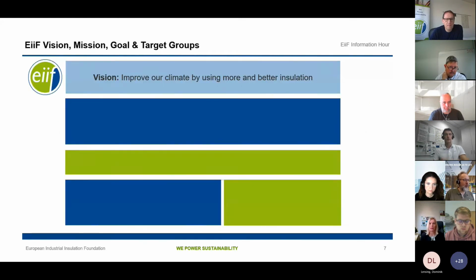Now we are arriving at our vision, mission, goal, and target groups, and I will now hand over to Andreas, who will tell you about it. Thank you very much, Minna, for this introduction. I will do that very quickly, but we also think it's good when we do the information hour to give an update to our members about our vision, mission, goals, and things we do. The vision, very general: improve our climate by using more and better insulation.